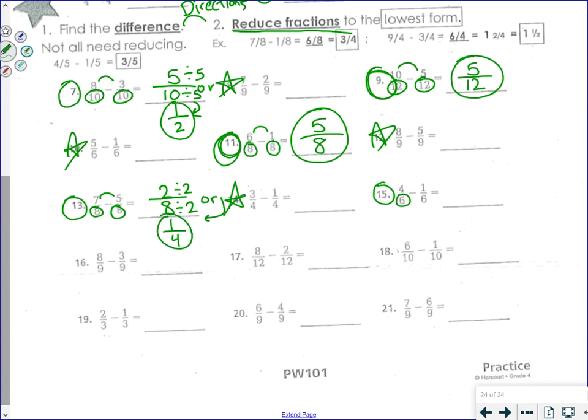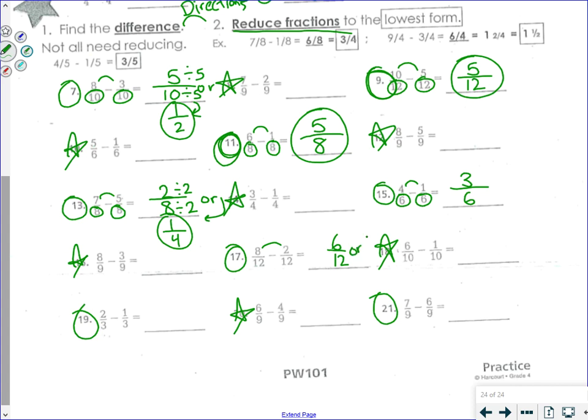Let's try this one. Same denominators once again. 6. 4 minus 1 is 3, okay? You guys try 17, 19, and 21 by yourself. Pause the video. Okay, so 12 and 12. So I know 12 is going to be on the bottom. 8 minus 2 is 6, or 1/2. Okay.